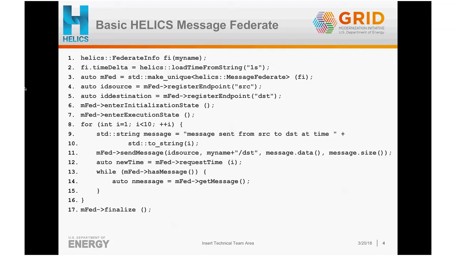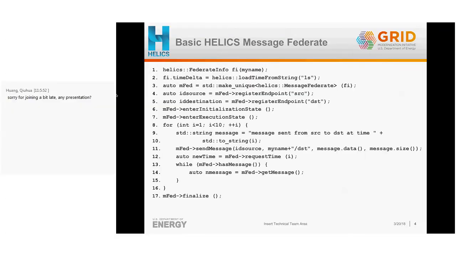And so you see I'm using the source endpoint ID and sending to itself. So this is actually a standalone application that's just sending a message effectively to itself, just another endpoint represented within this federate. So then it requests a new time every time through the loop, checks for messages, and that's it. So this is a basic message federate.